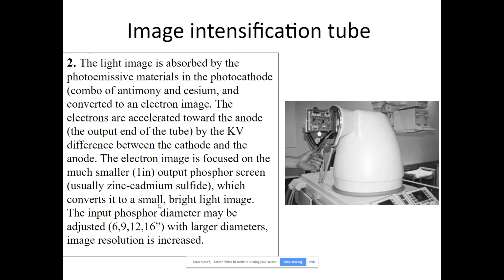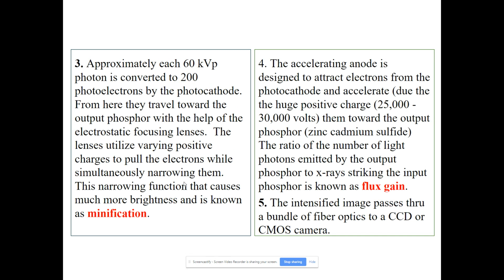But the diameter of the input phosphor is much larger than the diameter of the output phosphor, right? So our electrons get narrowed on the way to the output phosphor. They hit the output phosphor, most of them. The output phosphor is zinc cadmium sulfide. Yes, lots of terms to memorize. Those electrons hit the output phosphor, and they then again get turned into light, but much more light than what was created from the initial input phosphor. I mean, if it was the same, why bother turning them into electrons? You could have stopped right at the beginning. So it's X-ray to light to electrons back to light, and things keep getting ratcheted up as we go.